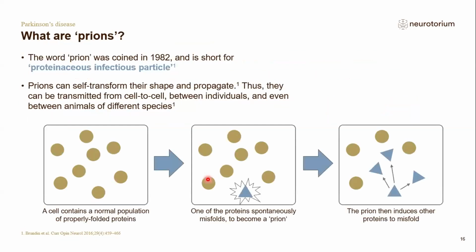Like I said, the proteinaceous infectious particles. So you have cells containing the normal population of properly folded proteins. Then one of the proteins, which could be the alpha-synuclein, misfolds, and then it ends up influencing all these other proteins to also misfold, and so that's how it ends up propagating, and then the effect comes in.